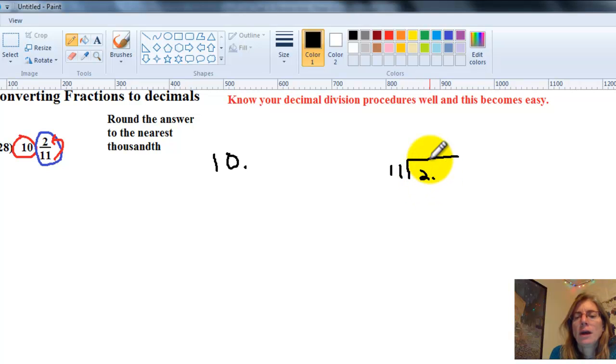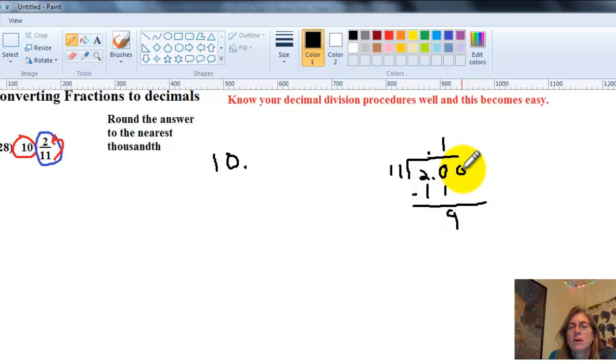So we can't do that. You add your decimal place and zeros. 11 into 20 was once, that's 11, so subtract and you get 9. And then you bring down a 0, and you think about 11 into 90, which goes 8 times. 8 times 11 is 88. You get another remainder of 2, so you have to bring down another 0.